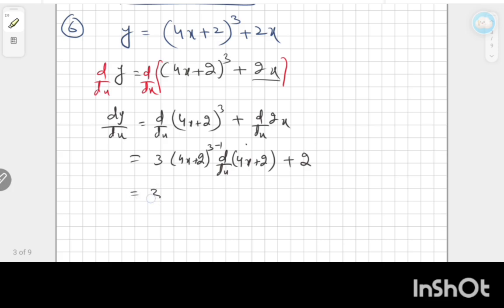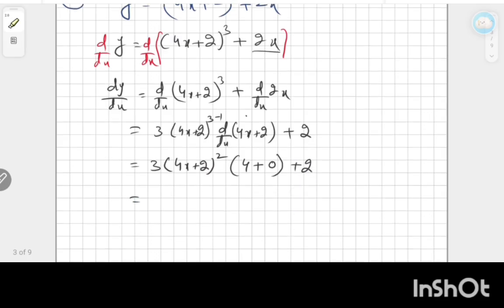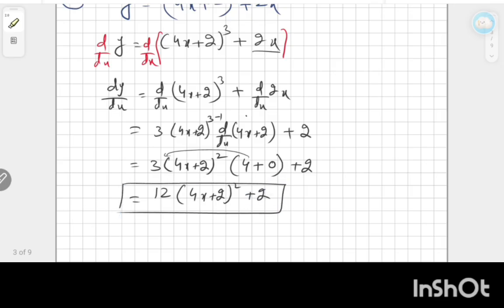So 3 (4x plus 2), here the power is 2. What is the derivative of 4x? The derivative of 4x is only 4, and the derivative of 2 is a constant term, it will be 0. So here plus 2. Now move forward. 4 multiplied by 3, 4 threes are 12. So 12 (4x plus 2) squared plus 2. This is our required answer.